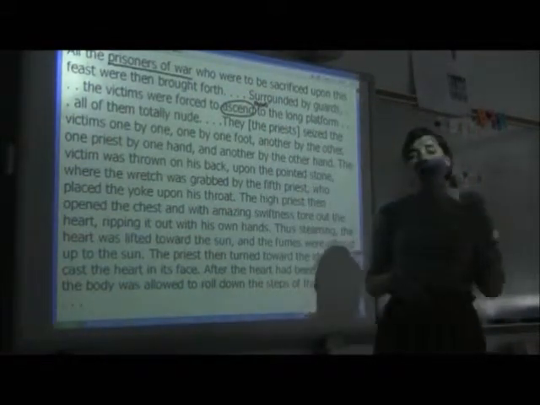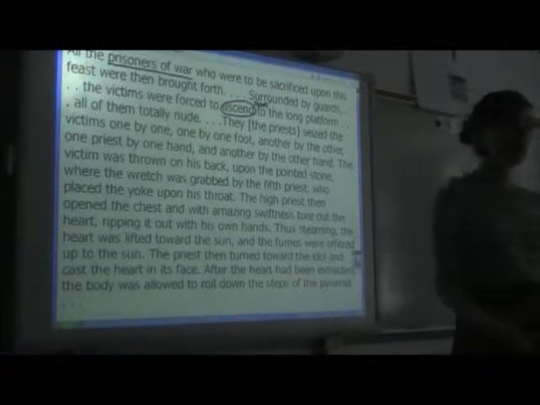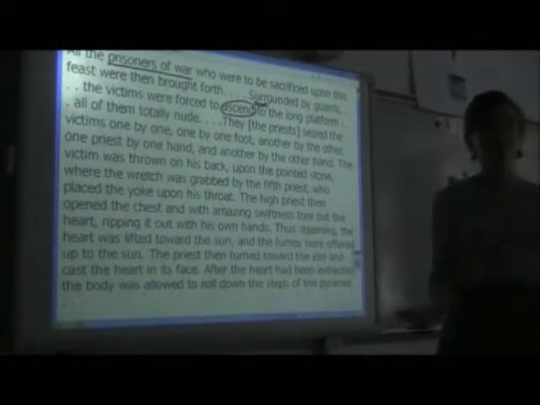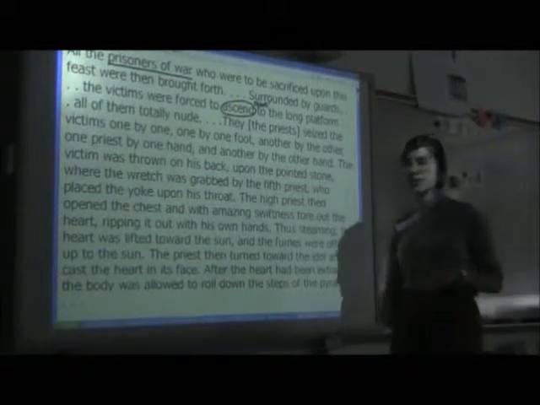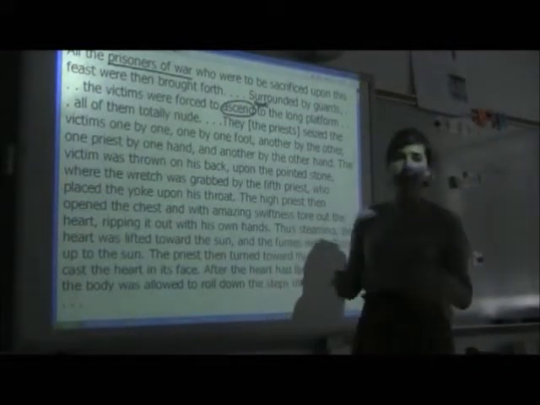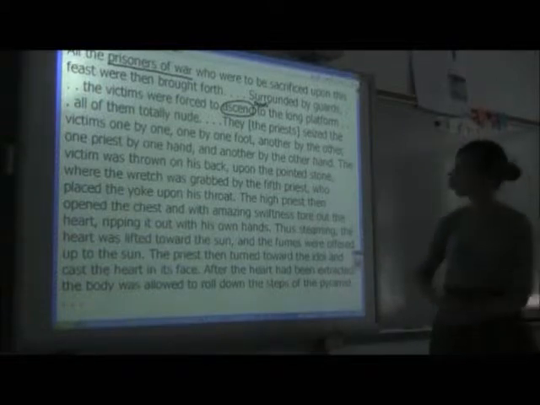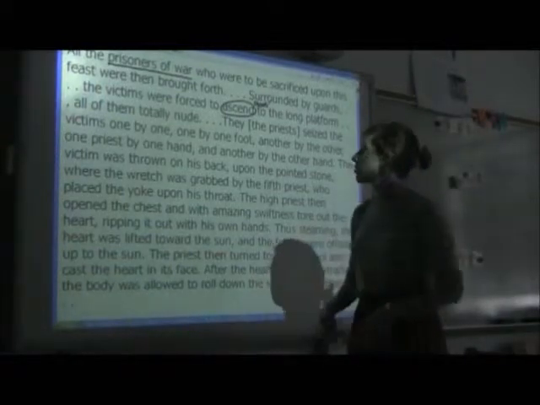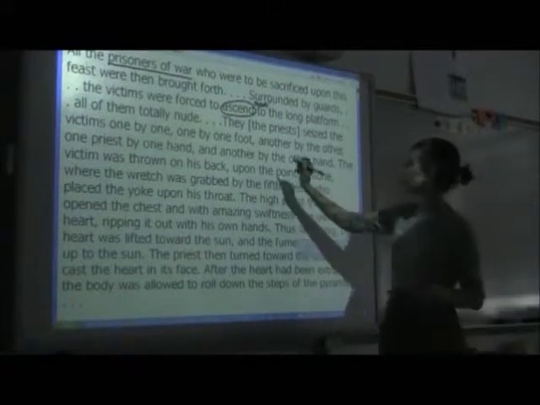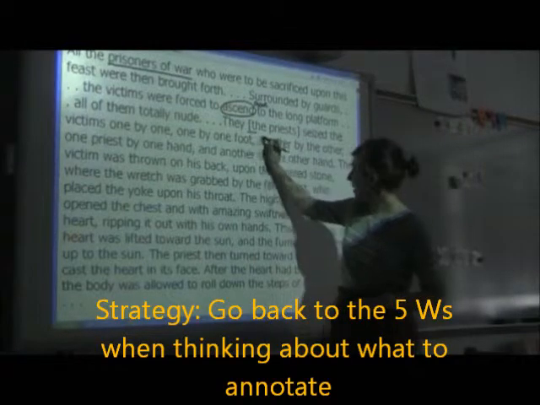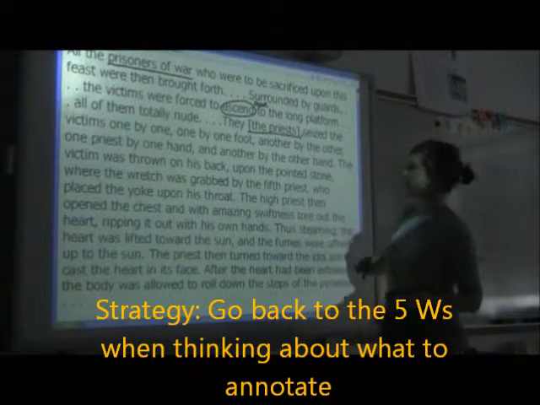I'm not sure. I also know it sounds like descend, which means to go down. So I might use that as a clue to help me out as well, but I don't quite remember what descend means either. So I'm putting to move, and if I have the chance, I'm going to go back and change it. The long platform, all of them totally nude. They, the priests, okay, so now I know who is doing the action. The priests are doing the sacrificing.